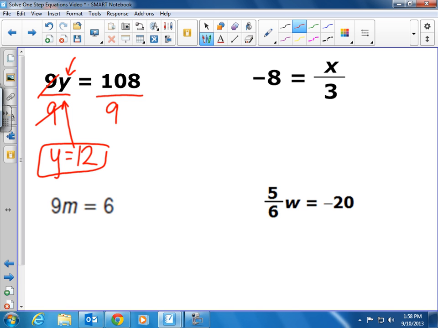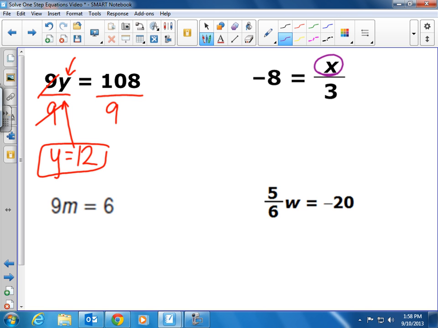Okay? Let's look at this next problem. Negative 8 equals x divided by 3. I'm going to go ahead and circle my variable. That's what I'm wanting to solve for. Well, right now it's not by itself, and it wants to be by itself. Right now, what operation is going on with the x? Division, x divided by 3.